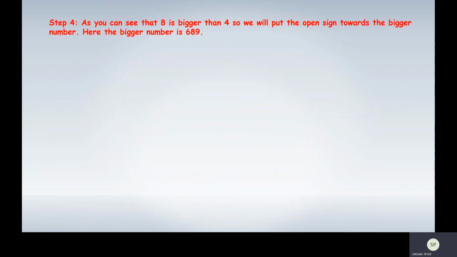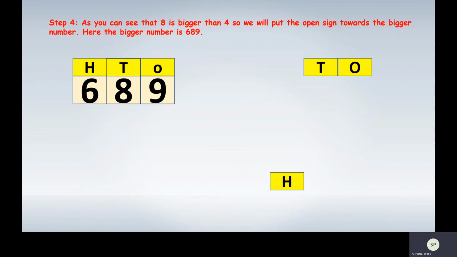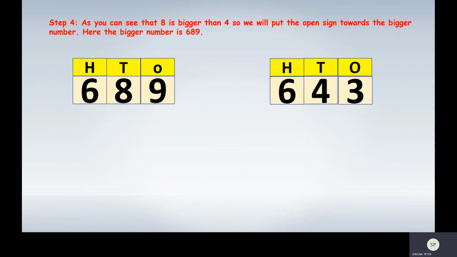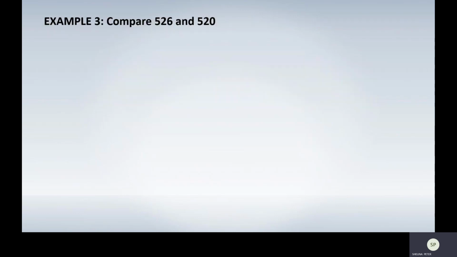Now step 4. As you can see that 8 is bigger than 4. So can we say that 689 is bigger? And we'll put the open sign towards the bigger number, that is 689. 689 is bigger than 643. Let us take one more example now.